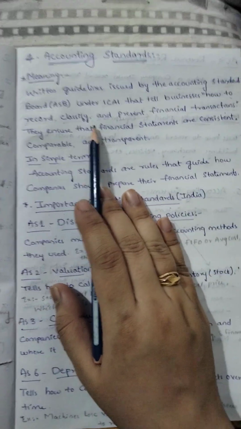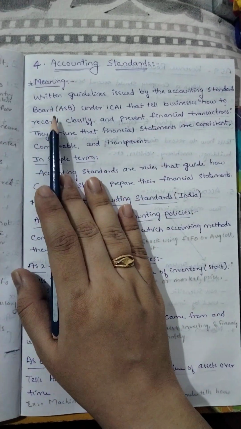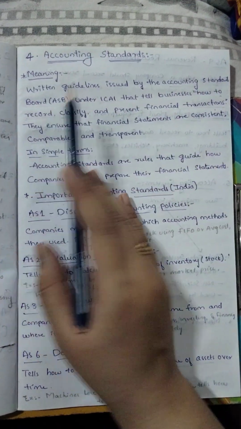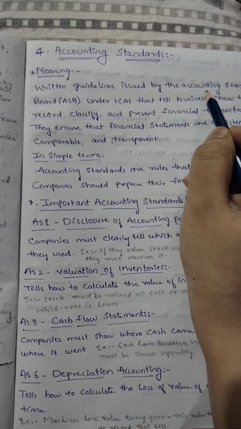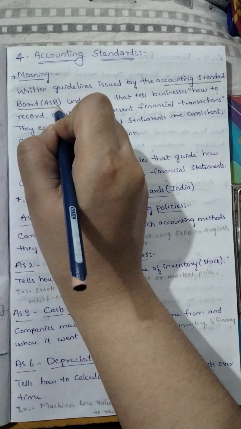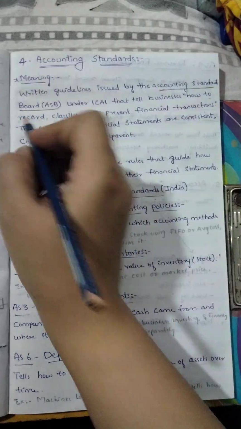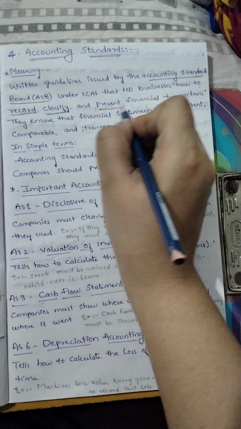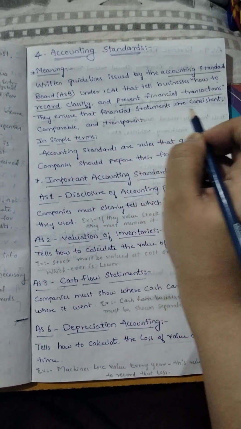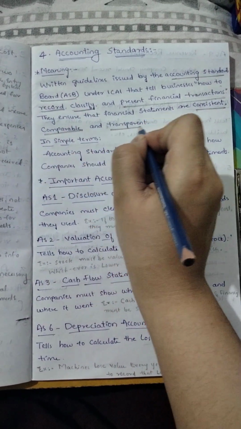So let's begin. Here the meaning of accounting standards are written guidelines issued by the Accounting Standard Board. Accounting standard guidelines are issued by the Accounting Standard Board, acronym ASB, under ICAI, that tells business how to record, classify and present their financial transactions. They ensure that financial statements are consistent, comparable and transparent.